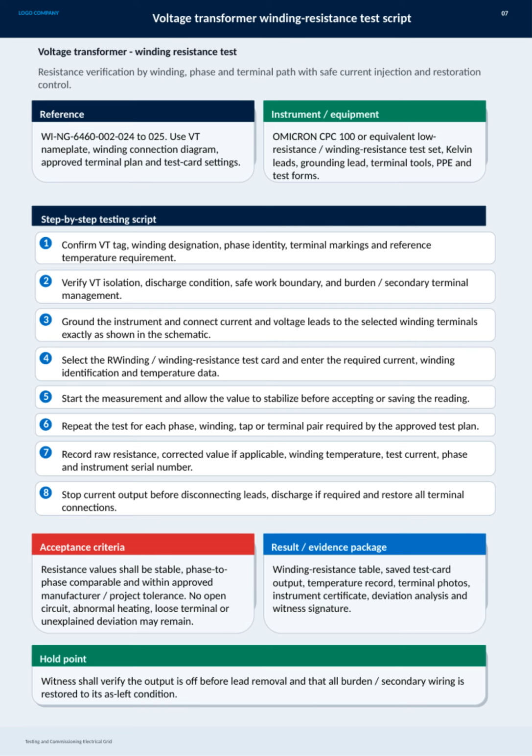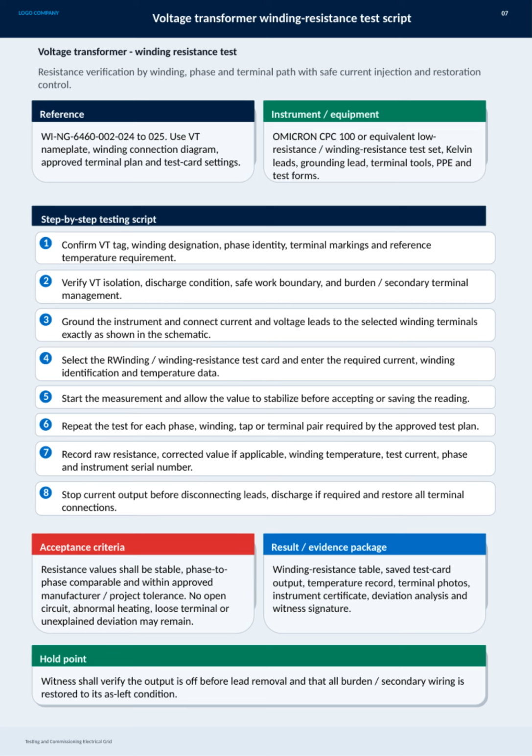The main instrument used is the Omicron CPC 100 or a comparable low-resistance test set, along with Kelvin leads, grounding lead, terminal tools, personal protective equipment, and necessary test forms. The step-by-step procedure starts by confirming the VT tag, winding designation, phase identity, terminal markings, and temperature requirements. Next, we verify the VT isolation, discharge conditions, safety boundaries, and burden or secondary terminal management. Then, the instrument is grounded and current and voltage leads are connected exactly as per the schematic.